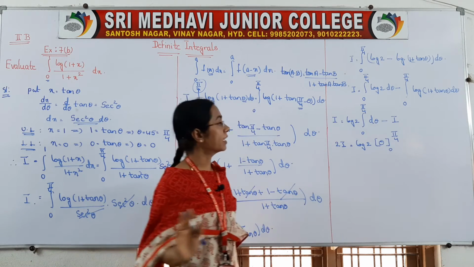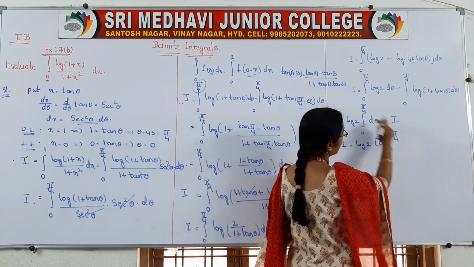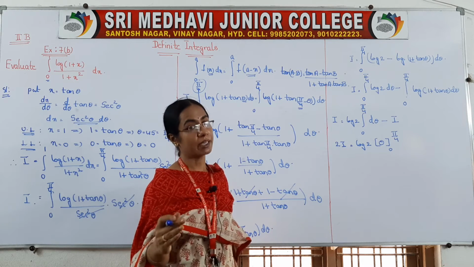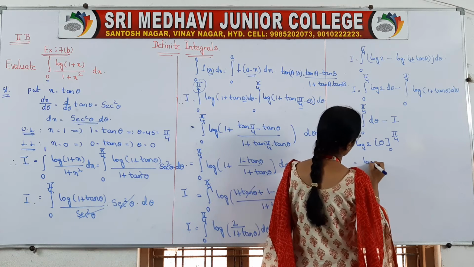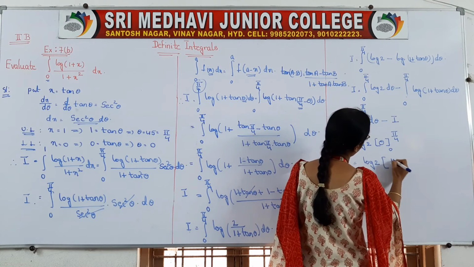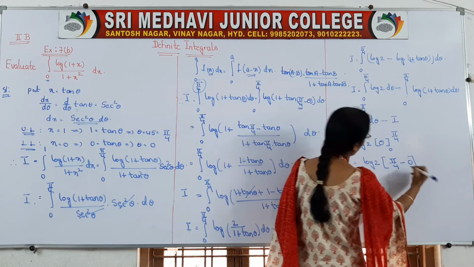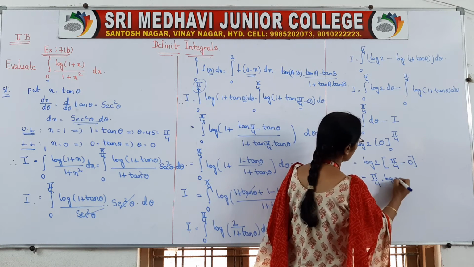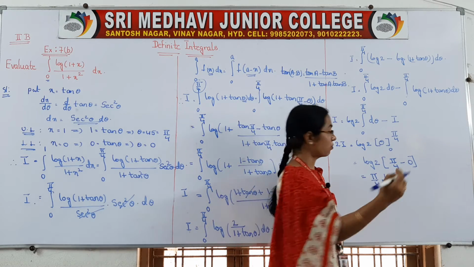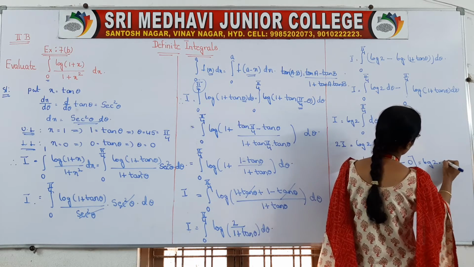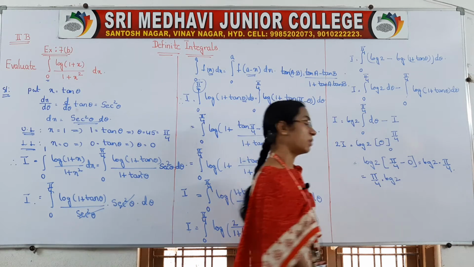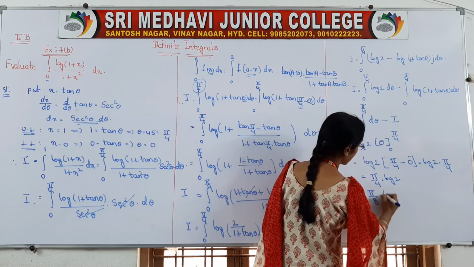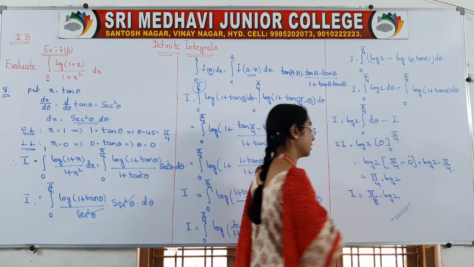Once the integration is completed, we have to apply the limits on the right side. In that theta place, first upper limit minus lower limit. So it is log 2 into upper limit pi by 4 minus lower limit 0. So we can write pi by 4 into log 2. Pi by 4 minus 0 means pi by 4 only. So it is pi by 4 log 2. Sending the 2 to this side, I is equal to pi by 8 log 2, which is the answer to your question.